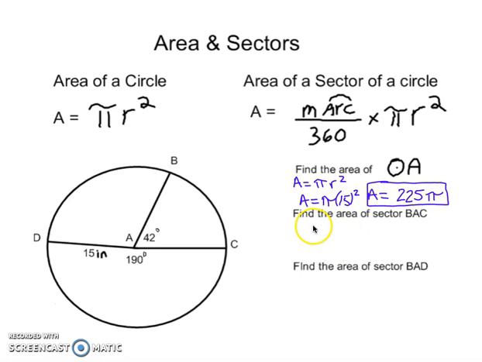The next thing we want to find is our area of sector BAC. So here's BAC right here. And to find the area of sector, remember, here's our formula. So we're just going to plug those in. So first of all, I'm going to say area equals, and we want to find the measure of our arc. So looking down here for BAC, the measure of our arc is 42. So we're just going to put 42 over 360. And then I'm going to multiply that times pi r squared.